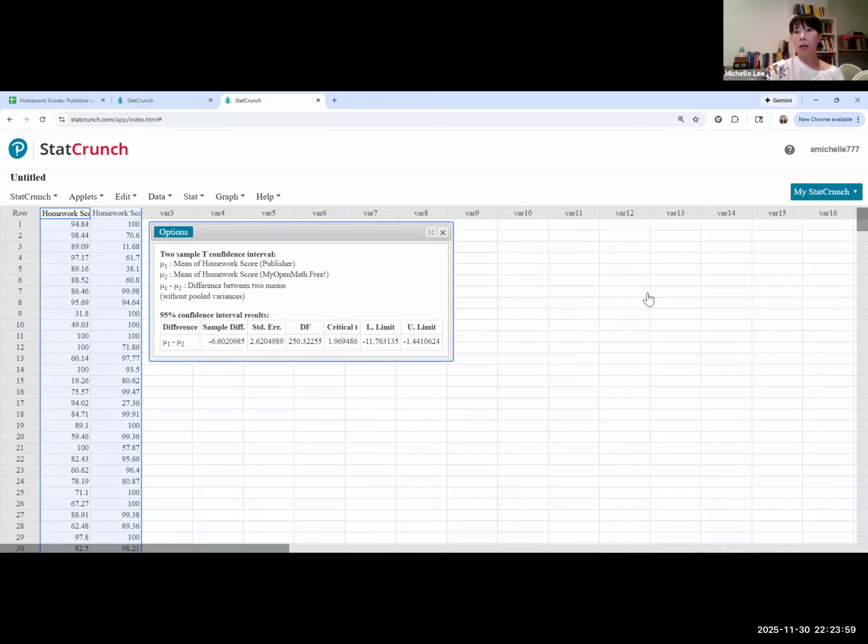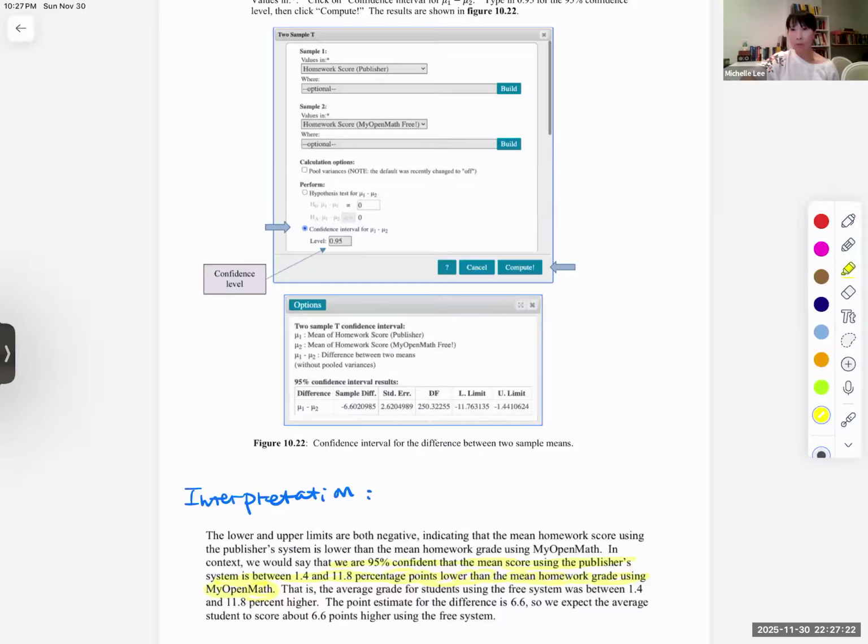Then let me arrange the lecture note. Okay, so here we go. Oh, I forgot to tell you about the 95% confidence, right? Because we are using a confidence interval, I must say that we are 95% confident that the mean score using the publisher's system is between 1.4 and 11.8 percentage points lower than the mean homework grade using My Open Math.